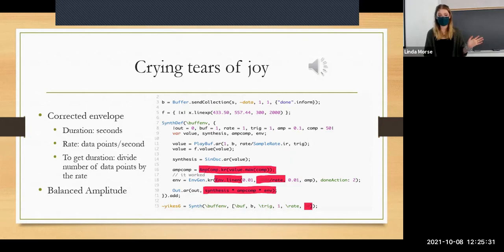So I said, if my duration is in seconds and my rate is in data points per second, if I want to get an answer for duration, just divide the number of data points by the rate. And that should leave me with seconds by itself. That seems pretty simple, but I cannot tell you how proud I was to come up with that. So that's that right there, number of data points divided by rate. That way, every time I change rate down here, it would end exactly when I wanted it to.